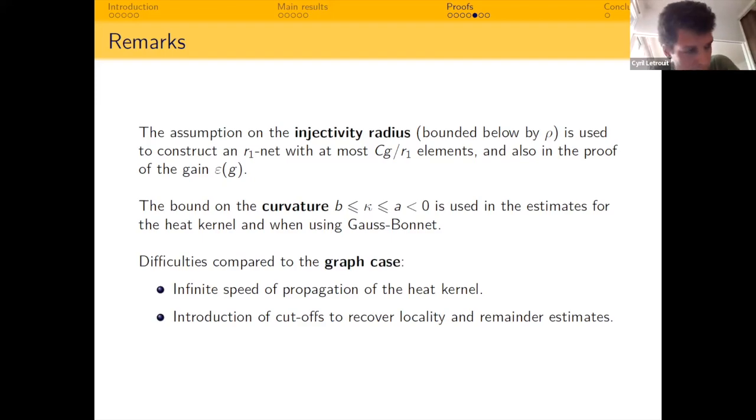We took inspiration from the graph paper I was mentioning at the beginning, but in fact, it's much more complicated. One of the main reasons is that in the graph case, you are considering just walks where you jump one step at each time, and so there is finite speed of propagation in the graph. Whereas in our case, we are forced to work with the heat kernel because this is what is understood best for surfaces. And so infinite speed, it's a bit mixing everything. So you have to introduce cutoffs to recover locality and to control your remainders.